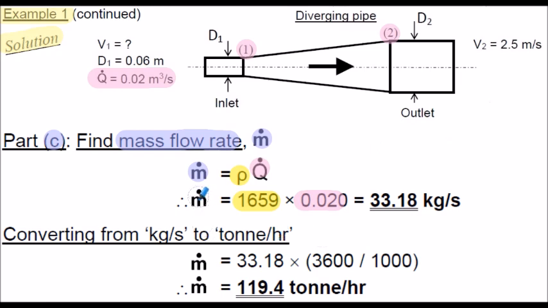So the mass flow rate evaluates to 33.18 kilograms per second, and converting that into tons per hour, we multiply the 33.18 by 3,600 and divide by 1,000. We outlined this conversion previously in the presentation using unity brackets. So the mass flow rate can also be stated as 119.4 tons per hour. So that's the end of the solution for example 1.